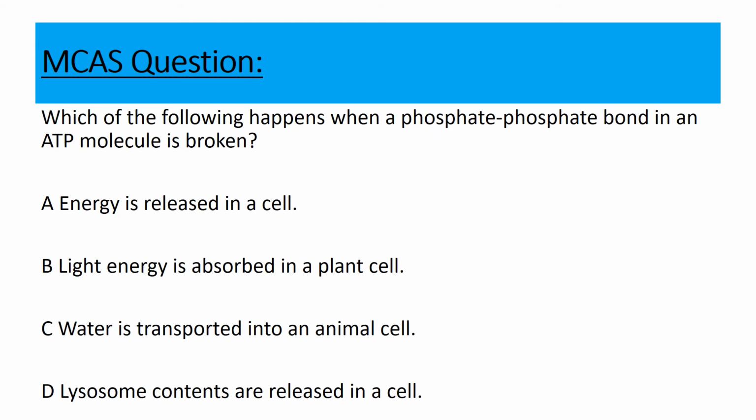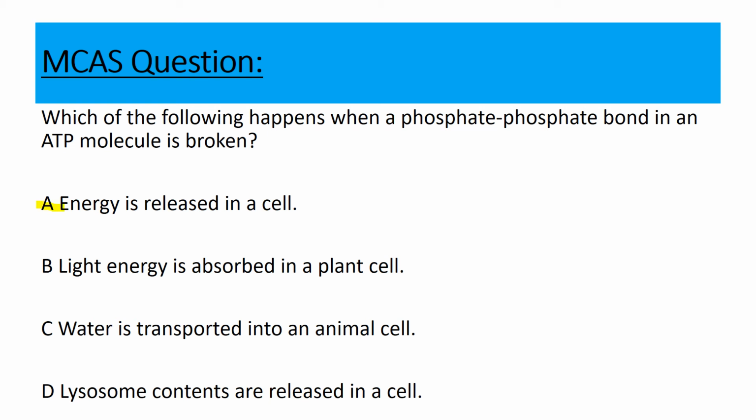Which of the following happens when a phosphate-phosphate bond in an ATP molecule is broken? We didn't go into the details of how ATP is used for energy, but you can figure the answer out anyway. We have A, energy is released in the cell. B, light energy is absorbed in a plant cell. C, water is transported into an animal cell. Or D, lysosome contents are released in the cell. Well, ATP is all about energy. It's what cells use for energy. So the answer is A, energy is released in a cell.